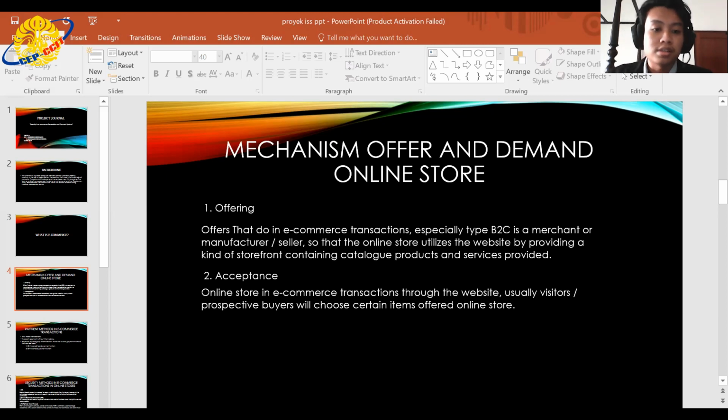And then there is the acceptance. This is the online store in the e-commerce transaction through the website. Usually a visitor or prospective buyer will choose a certain list of items on the online store.